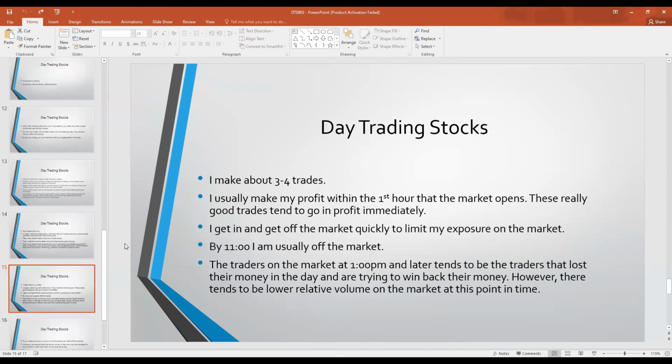In a general trading day, I tend to make 3 to 4 trades. Sometimes I make 5 trades. I usually make my profit within the first hour when the market opens. These trades tend to be good trades. Once I do my market research, I have a reason why the stocks should be moving in a particular direction. The stocks are among the most active movers. The stocks are trading high on volume. The stocks have a low float.